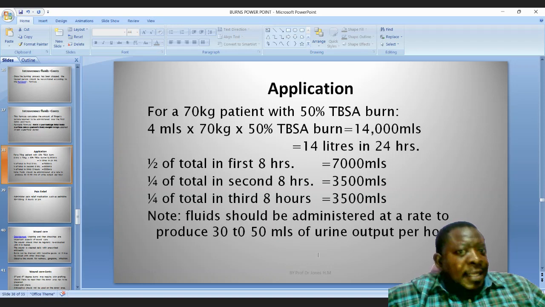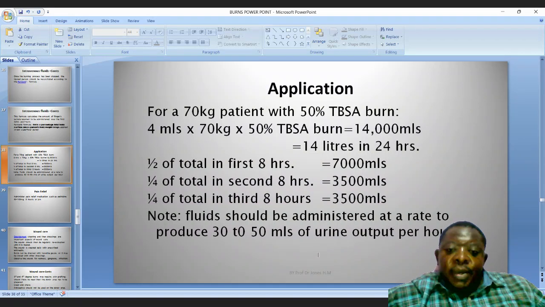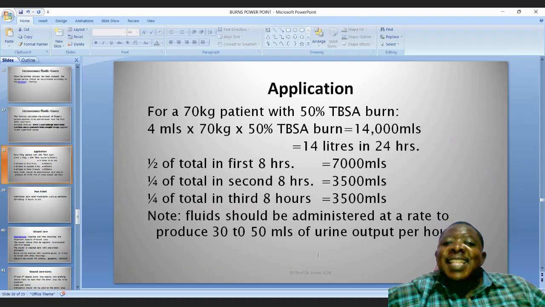You need to note that as you are giving these fluids, you should have at least a urine output of 30 to 50 mils to rule out renal failure. For good concentration, there should be about 30 to 50 mils. Then you are likely to yield good results. It will not result in renal failure. Remember reduced cardiac output: you need good cardiac output in order to have good perfusion. Perfusion can be appreciated by how well the kidney is functioning. So 30 to 50 mils, we have to monitor urine output.